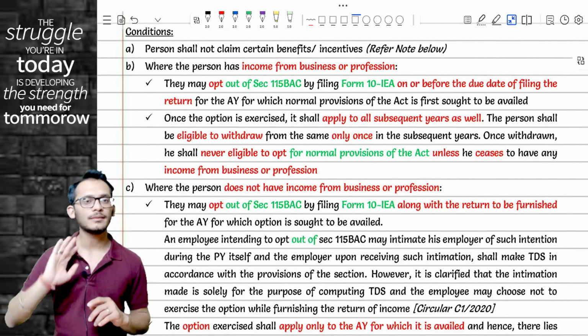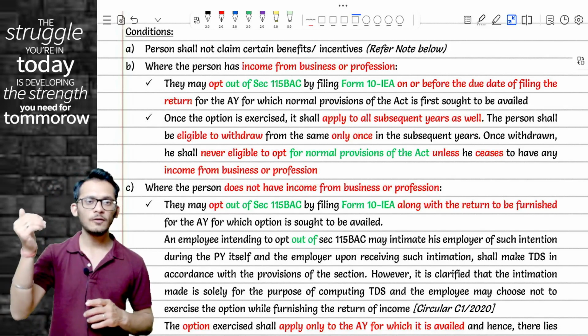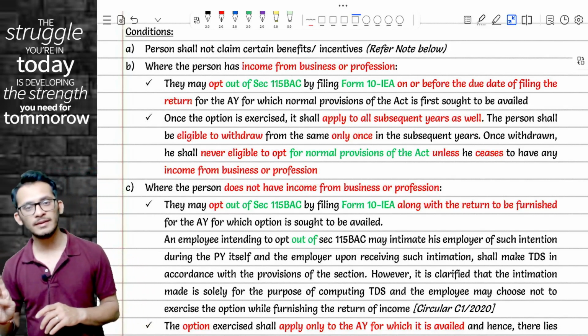I can file a form and go back. Once I do that, I'm always in the Finance Act regime.